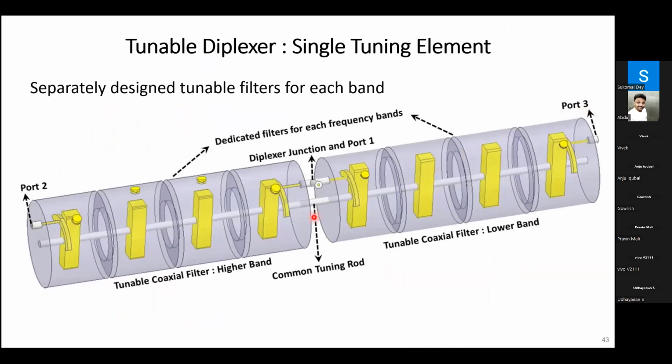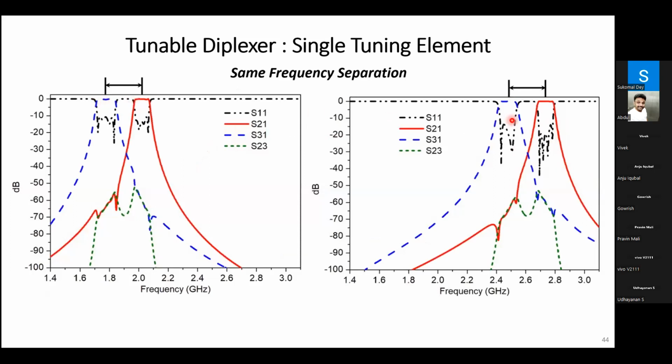So my professor suggested, why don't we do a tunable diplexer with a single tuning element? So we designed 2 filters, one for the higher band, one for the lower band, and then there is a common tuning element that runs along the axis of both the filters. And by rotating the tuning element, we can obtain the tunable diplexer response.